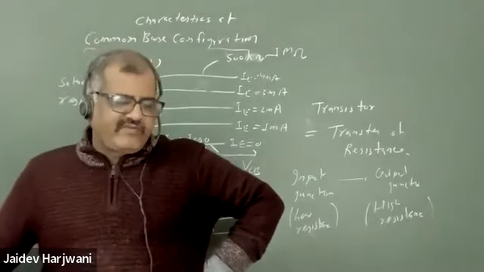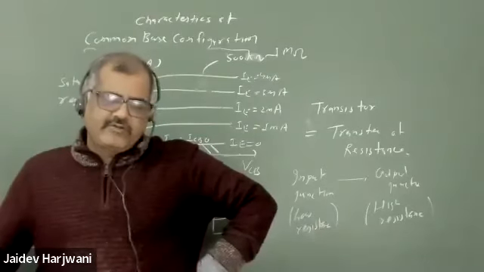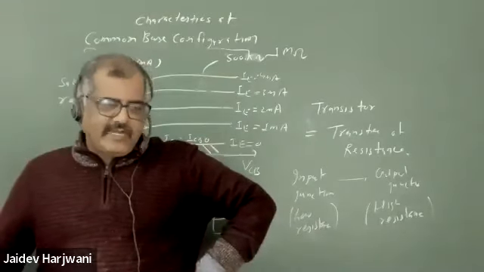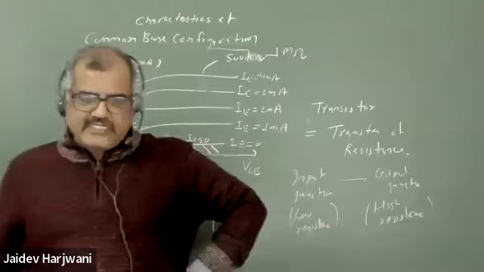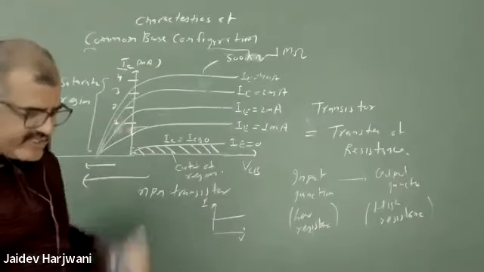Which quantity will get amplified? Voltage. Output voltage. Very good. Okay, V equals IR. So I is the same, R is increasing. So that's why this is the common base configuration.